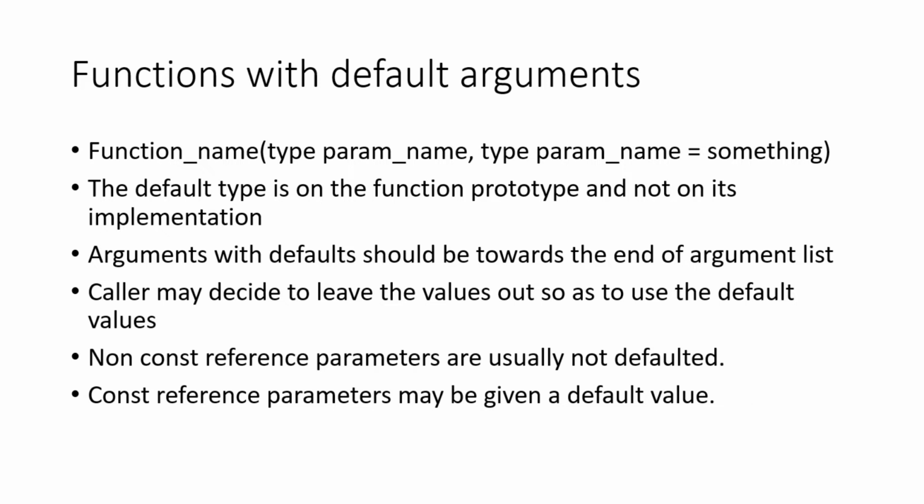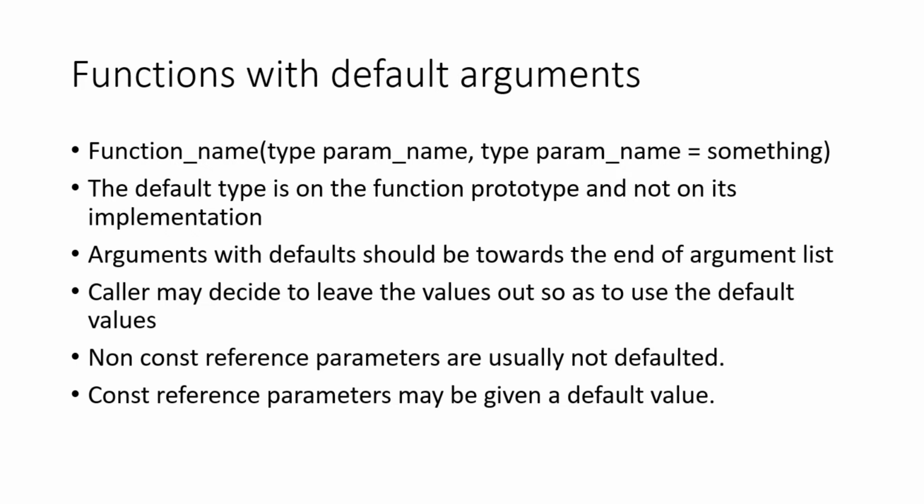And then the caller may decide to leave the values out so as to use the default value. So when a caller is calling this method, he can only give it the non-default values. So in this particular example, he'll call the function name and he can decide only to give one parameter. The second one is defaulted, he can just skip it. And you'll see the uses of this. It's got tremendous uses.